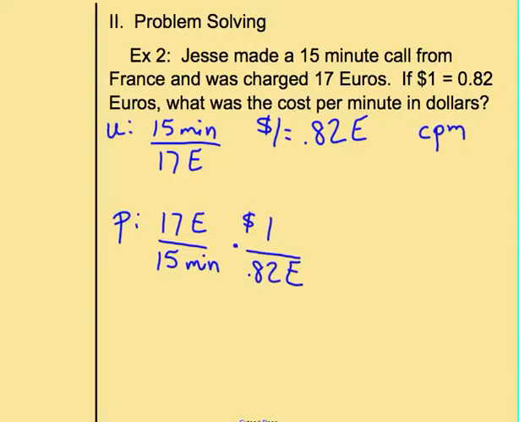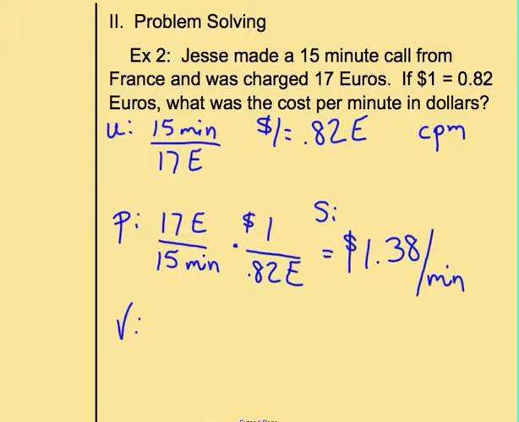And when I multiply those, sorry, I had this worked out, 17 divided by 15 times 82 hundredths gives me, and of course I will round, sorry, this is now on the solve step, to the nearest penny. I have $1.38 per minute. Make sure that you label your answer. We had 2 units after the euros canceled in our setup, so we need both units in our answer.